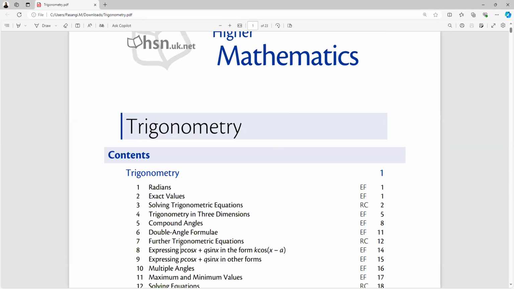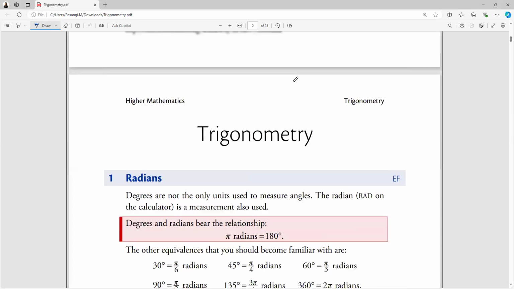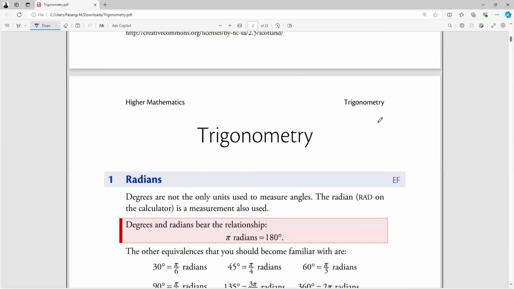So first, the very first thing you have to know is radians and the exact values. Have you heard about radians? Yes, teacher. Okay, so what is the connection between radians and the normal degrees? The connection means the relationship between them. You can see my screen as well, right?